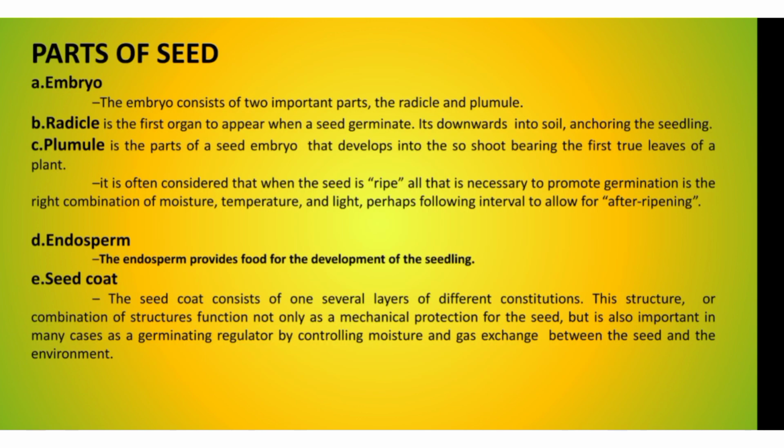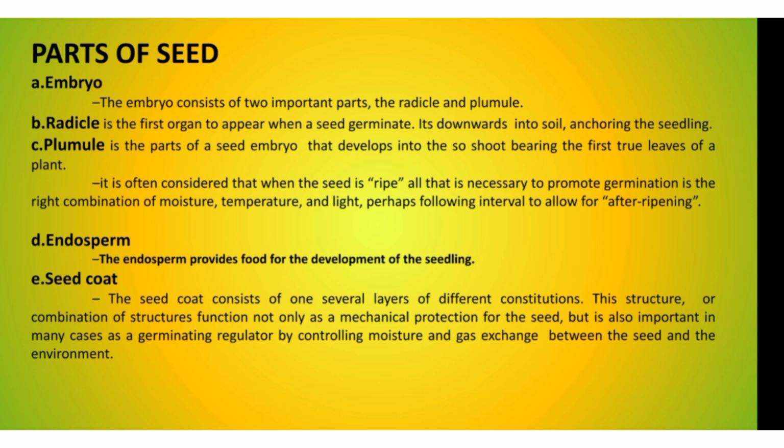The parts of the seeds are, first, the embryo. It consists of two important parts, the radicle and the plumule. Second is the radicle. It is the first organ to appear when a seed germinates. It grows downward into the soil, anchoring the seedling. Third is the plumule. It is the part of a seed embryo that develops into the shoot bearing the first true leaves of a plant. So it will create the true pair of leaves, as you can see when you try to germinate seeds.